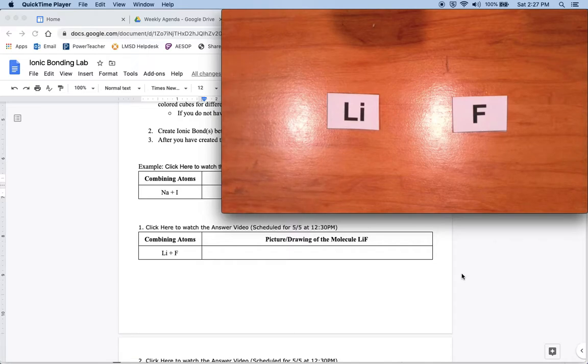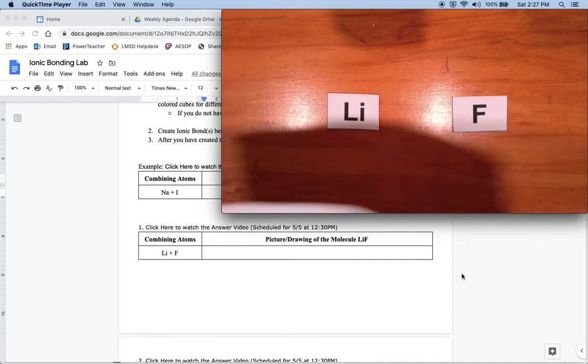All right, let's get to our first one, which is lithium and fluorine chemically combining together to make lithium fluoride. Okay, so I only have one atom of Li, one atom of F to make this work. Okay, so let's take a look.